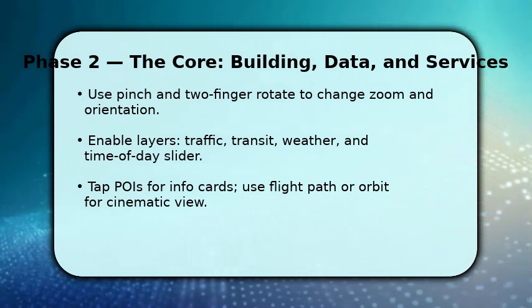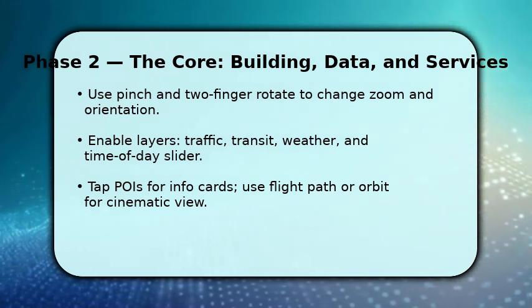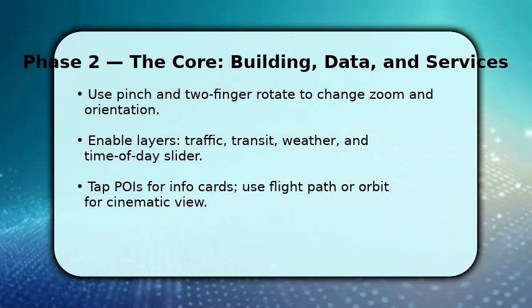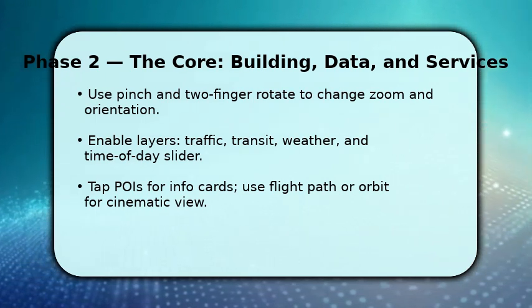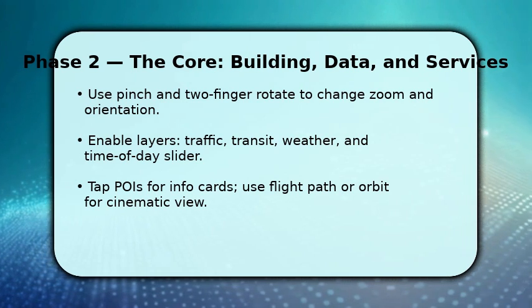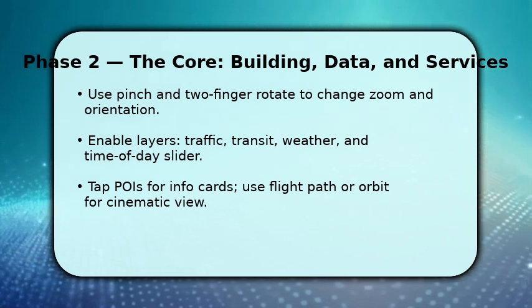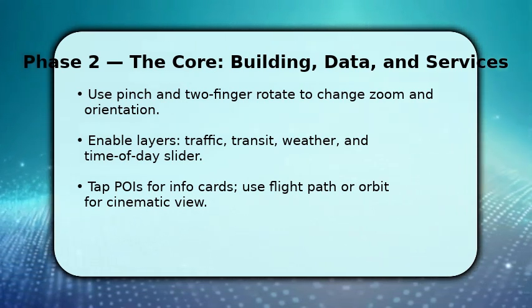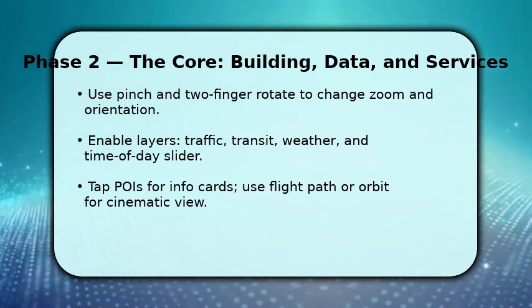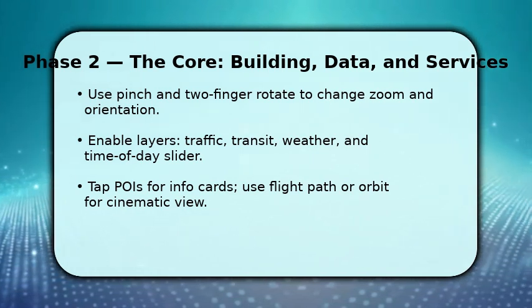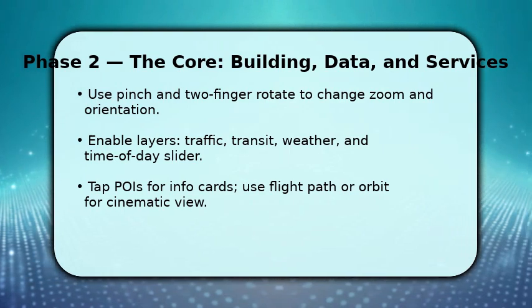Next, enable layers: traffic, transit, and weather to compare live conditions versus visuals. Use the time of day slider to preview lighting. When you tap points of interest, you'll get info cards with details. Use the flight path or orbit controls for a cinematic sweep. These steps let you explore both functionally and visually.